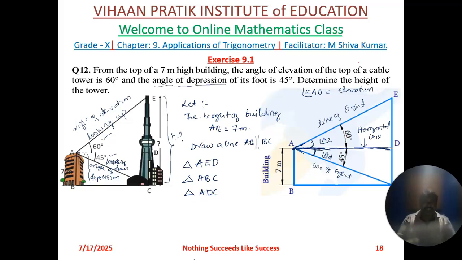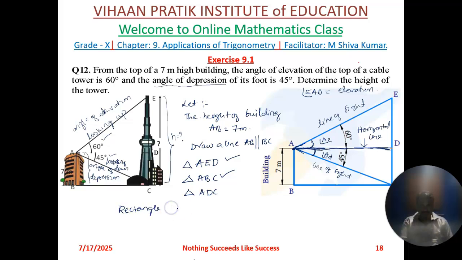All these three are right angle triangles. Sometimes ADC cannot be a right angle triangle, but it is a triangle. But AED is a right angle triangle, and ABC is a right angle triangle. Along with this, we have one rectangle.